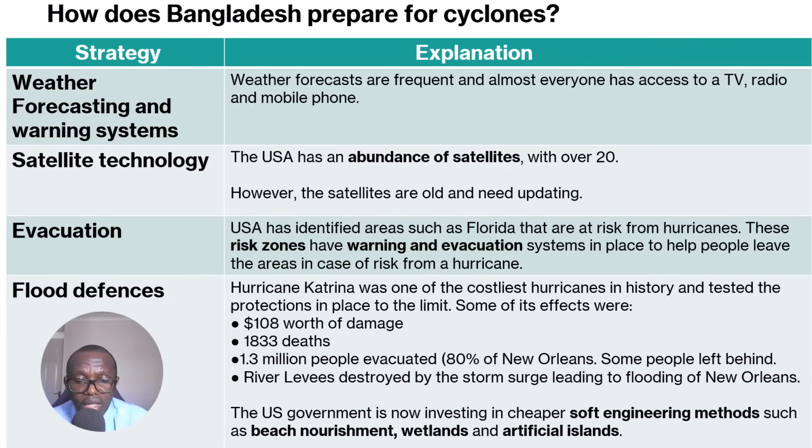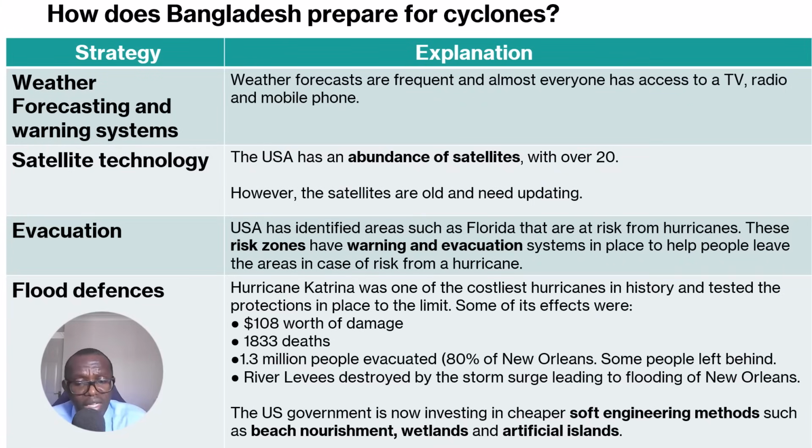So what has the USA government done to try and mitigate hurricanes? They have now invested in soft engineering methods such as beach nourishment. Beach nourishment basically involves adding sand to coastal areas, which means that if you have more sand, then you have a little more protection, because any waters that are coming in towards land are going to be slowed down by the beach material or the sand that has been put down. Then they also have wetlands, and those obviously are going to take some of the excess water and reduce the amount of flooding on the land as a result.